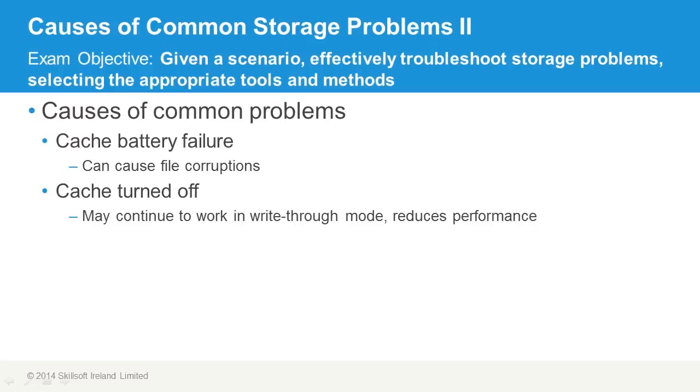So portions of the file may still be residing in the cache at the point where the power failed. The cache might simply just get turned off. Now, if it is, it's probably going to continue to work in what's known as write-through mode, which simply means bypass the cache. Don't store anything in the cache, write directly to disk. Now, that's fine, but it does reduce your performance because it's going to take longer.